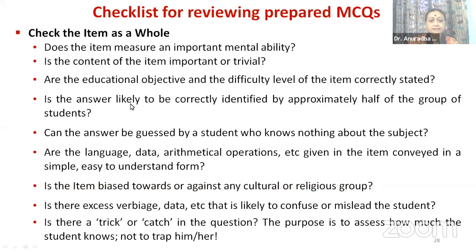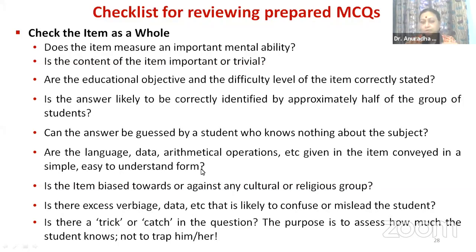Is the answer likely to be correctly identified by approximately half of the group of students? That's what I was trying to say. That is the best kind of thing in a difficulty level. Can the answer be guessed by a student who knows nothing about the subject? This is something again I talked about. Sometimes the distractor is a non-functioning distractor. Nobody's drawn towards it. He's drawn to the correct answer purely by guessing. Are the language, data, arithmetical operations, etc. given in the item conveyed in a simple, easy to understand form?